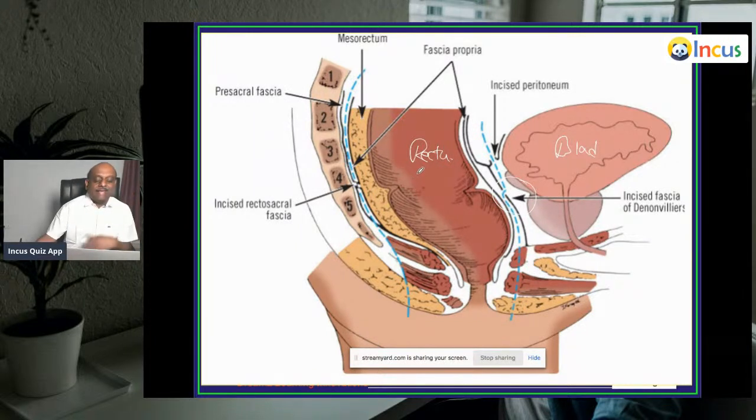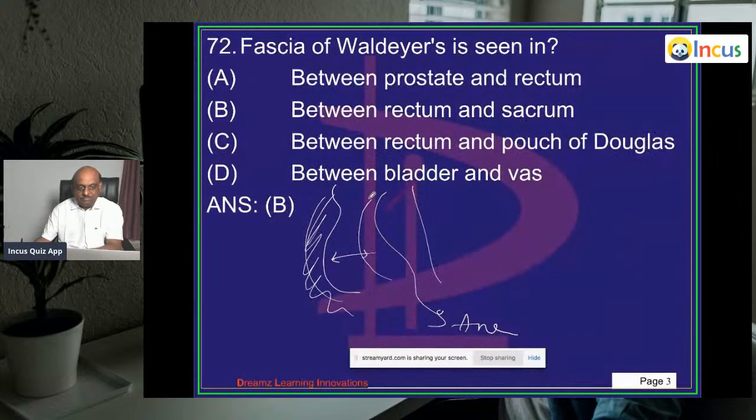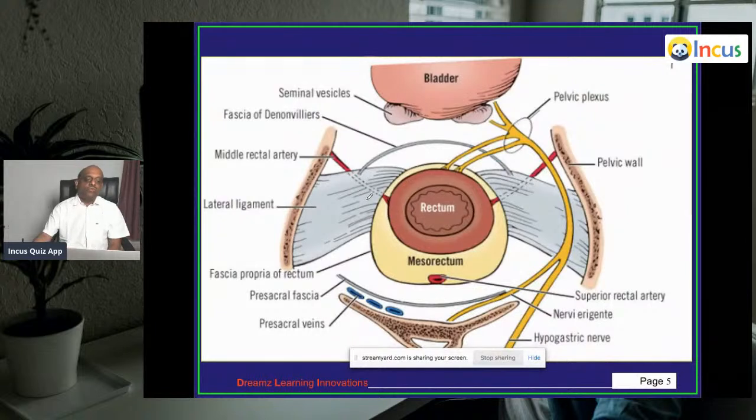What is behind the rectum? Behind the rectum is the sacrum. So between the two, you have Waldeyer's fascia, which is what you need to remember. If you look anteriorly, you have the bladder, posteriorly, you have the sacrum. So here you have the presacral fascia.